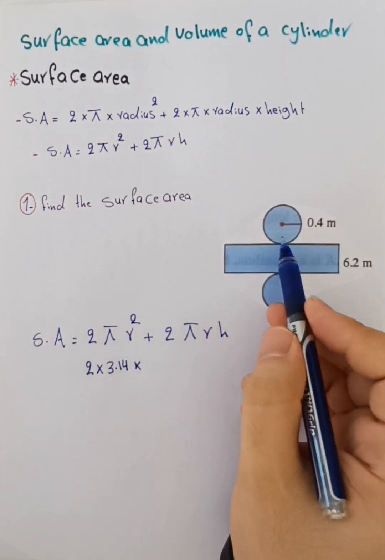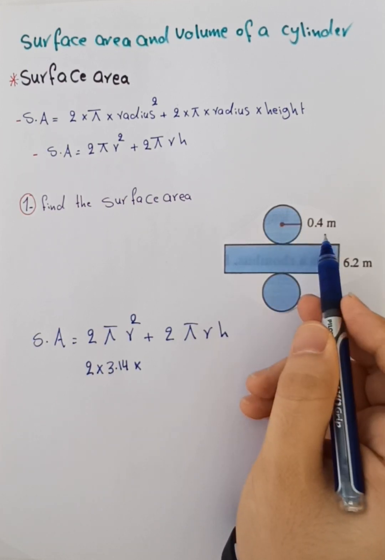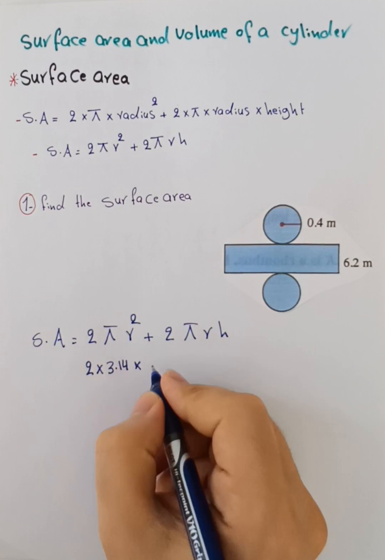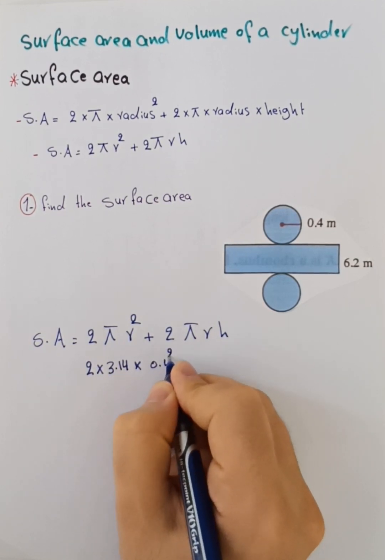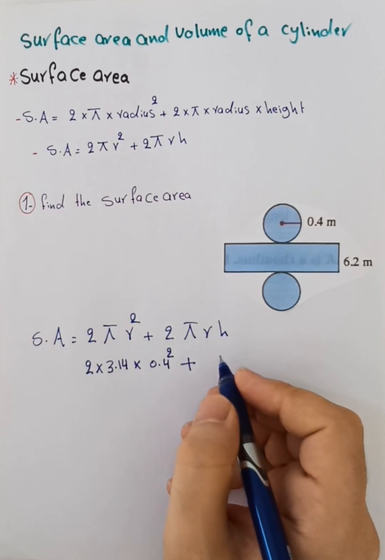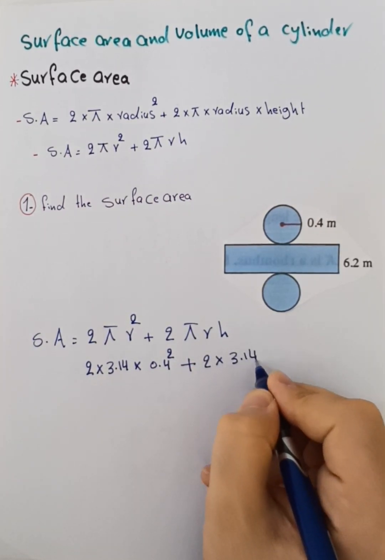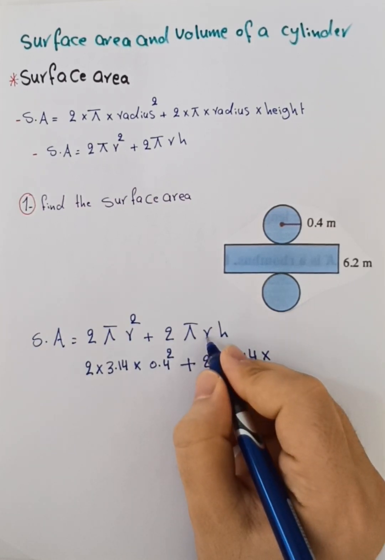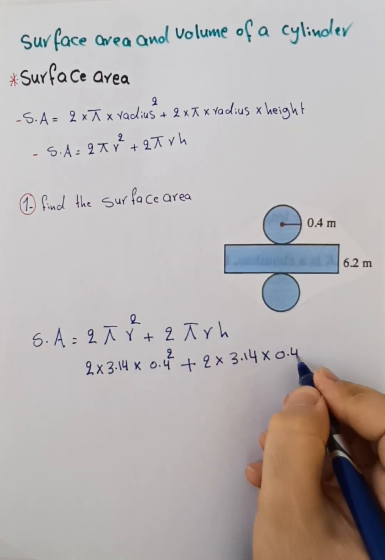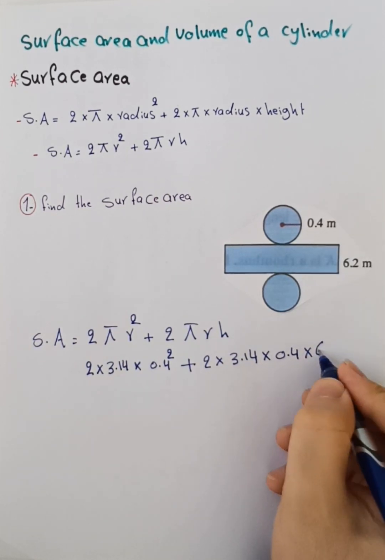R squared means radius squared. The radius of this circle is 0.4, so 0.4 squared, plus 2 times 3.14 times the radius, 0.4, times the height. The height of the cylinder is 6.2.